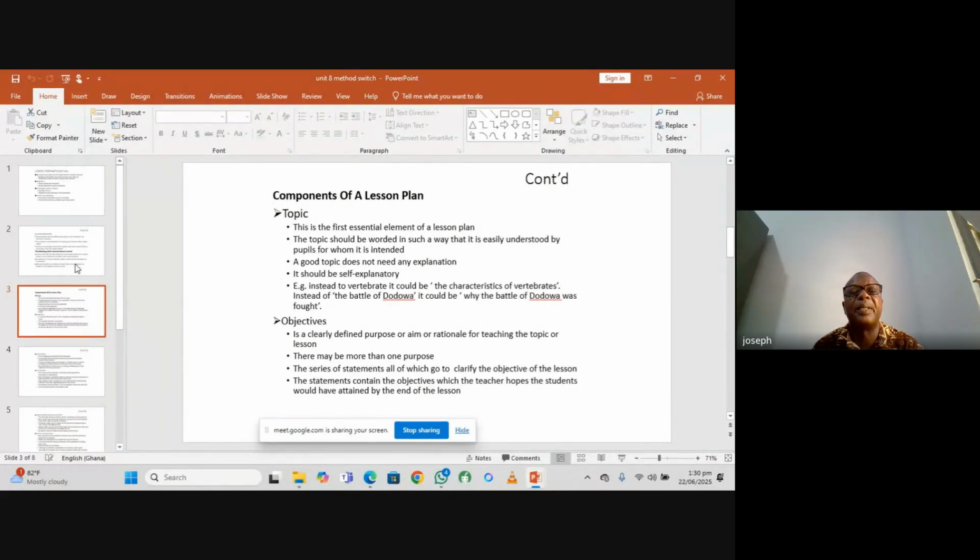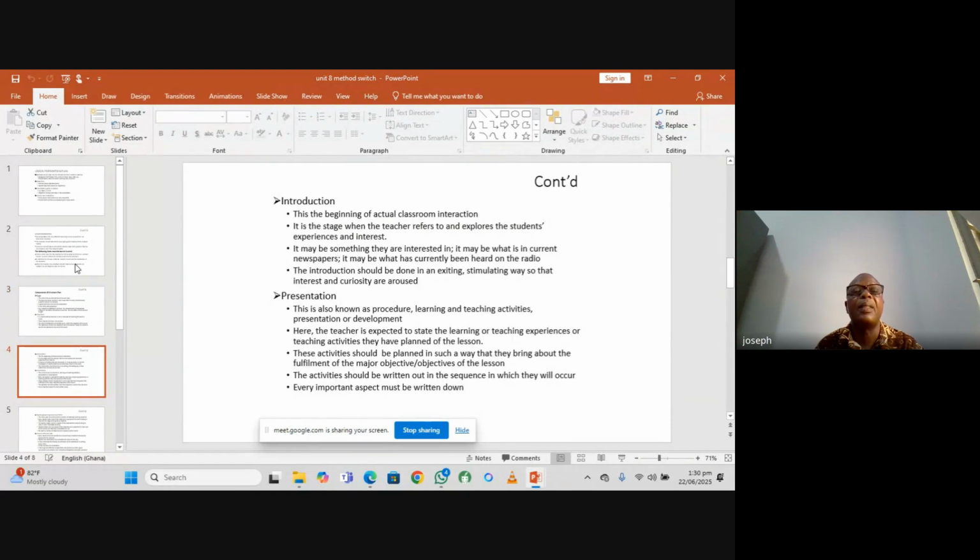Components of the lesson plan. The topic is there, and we know what constitutes the topic. The objective is there, we know what constitutes the objective. In the delivery of the lesson, always there is introduction, where you find out what learners know about the topic, and then you start building from there. Then the presentation from one stage to another, to the closure and evaluation of the lesson.